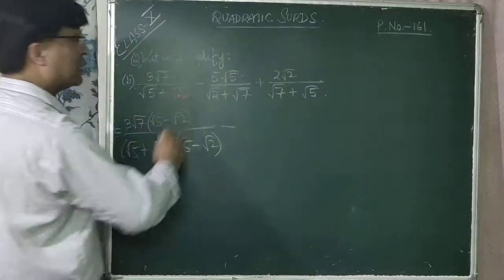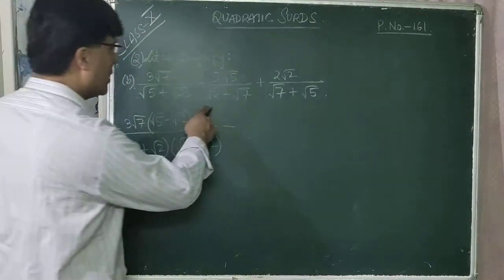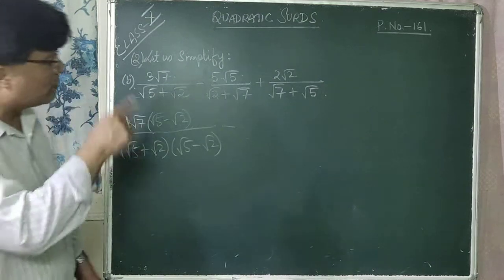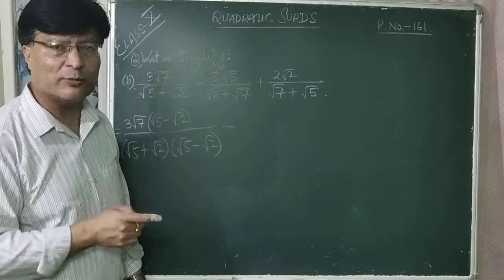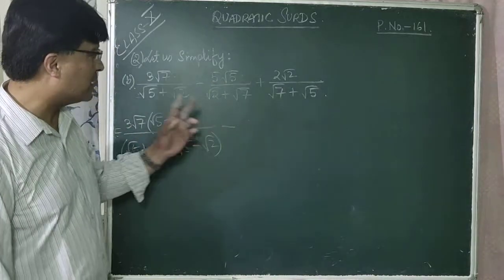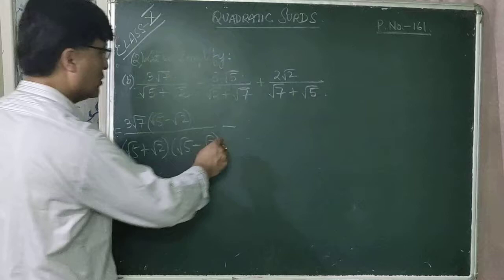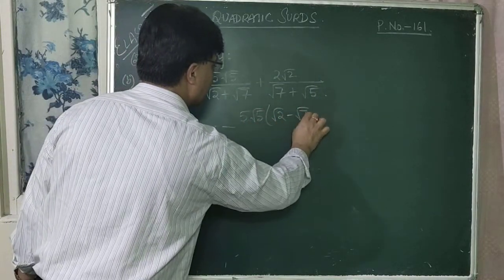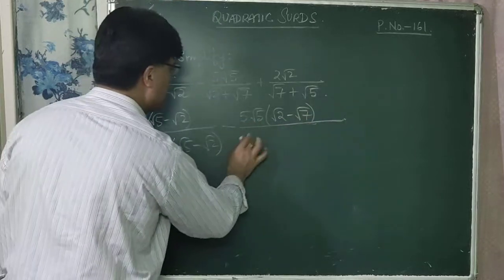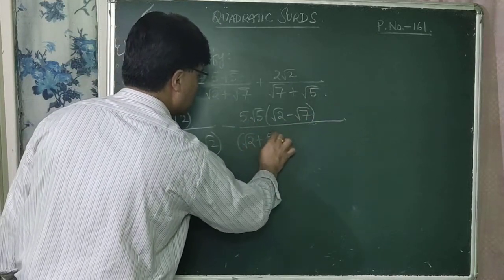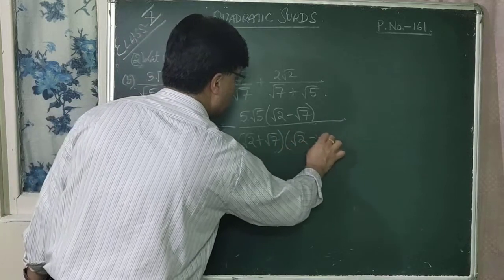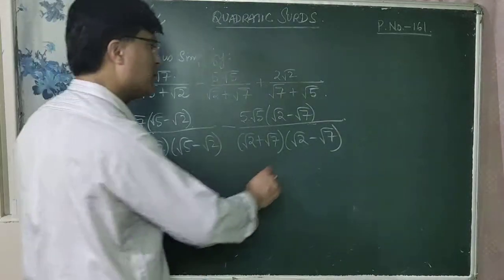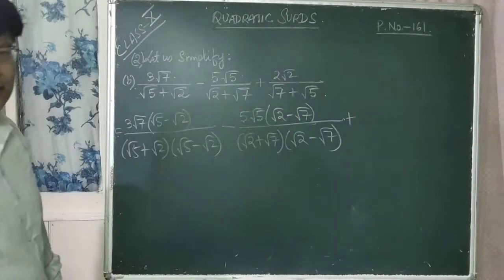Next, you know how to simplify this second term, isn't it? What is the rationalizing factor of root 2 plus root 7? Root 2 minus root 7. You have to multiply both the numerator and the denominator by the rationalizing factor, that is root 2 minus root 7. Okay? So 5 root 5 within bracket root 2 minus root 7 whole, divided by root 2 plus root 7 into root 2 minus root 7. Is that clear?